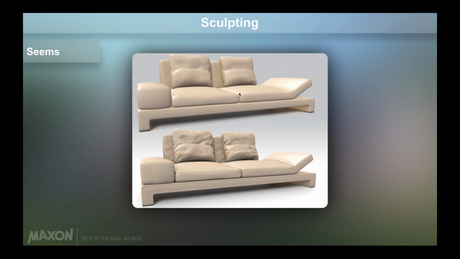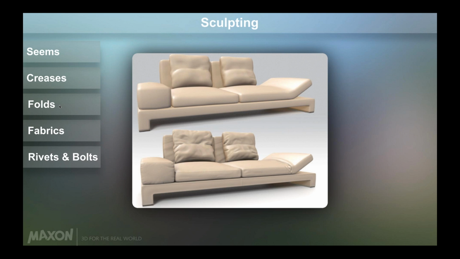So sculpting, we have a lot of presets to make it easier to work with sculpting inside of Cinema 4D. We have presets for things like seams, so you can see that already here on the front side of the couch. For creases, for folds, for fabrics, rivets and bolts, rocks and bricks, and floor patterns, and many more things. So sculpting is typically used for adding additional details like these things mentioned on the left to objects.